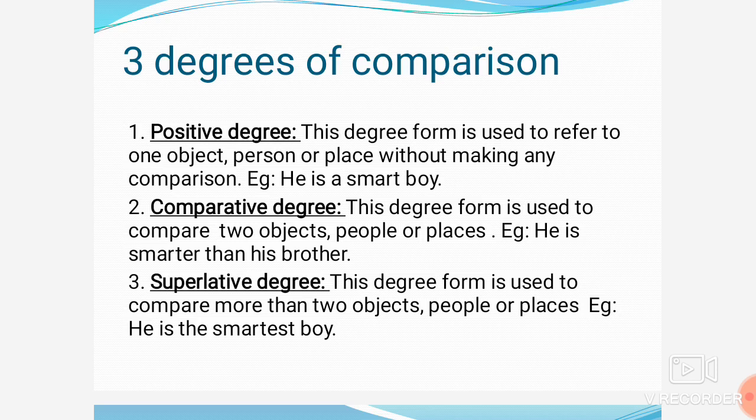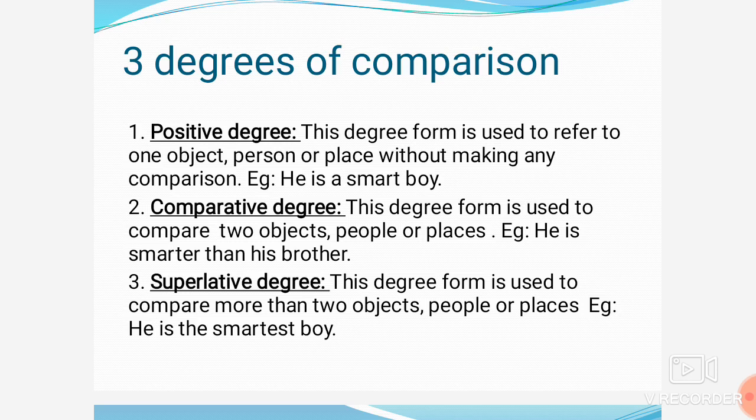Positive degree form is used to refer to a single person, place, or object without comparing to anything else. For example, he is a smart boy. We are not comparing the person to another person. So, smart is the adjective in positive degree form.